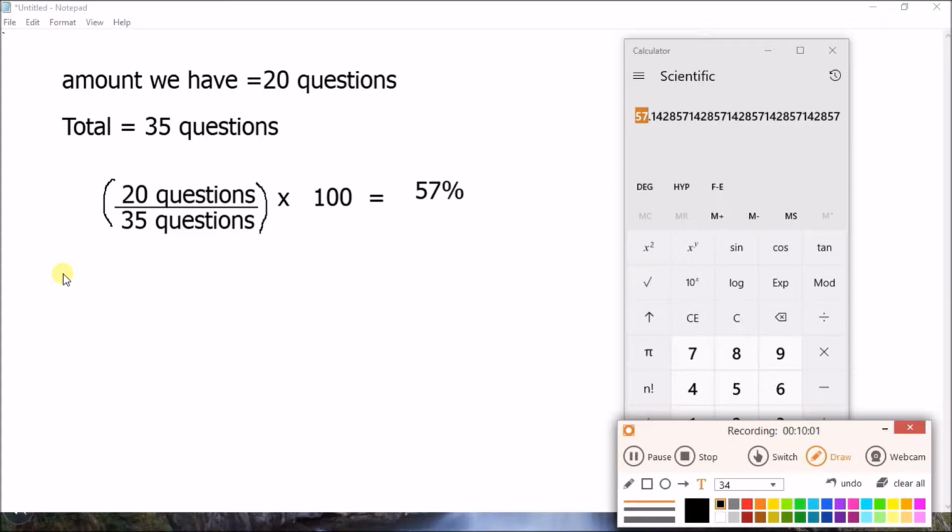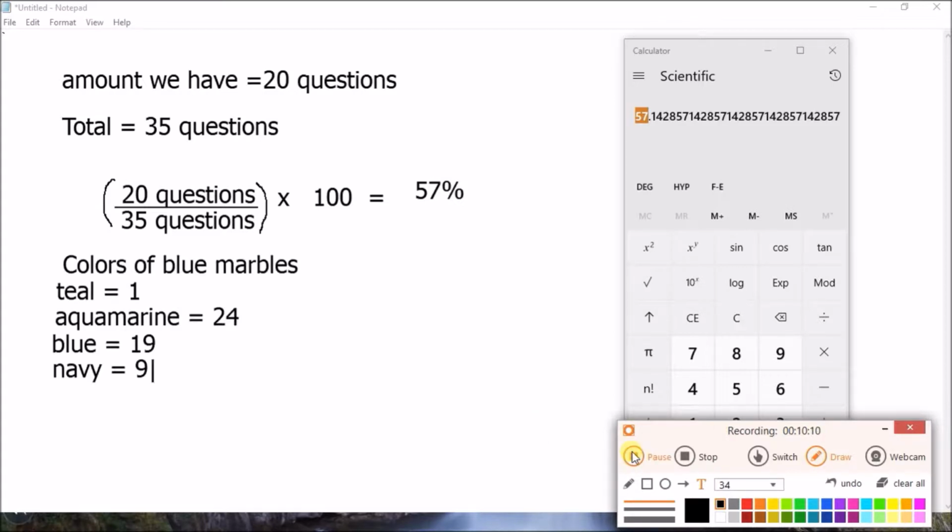Great. But I have a bunch of different colors of blue. So I've got, let's say, 1 teal marble. I've got 24 aquamarine marbles, 19 blue marbles, and then 9 navy marbles. Wow, that's hard for me to say. And so I know some of you are thinking right now, I doubt Mrs. Grether has any of her marbles, but we're going to go and see all these blue marbles that I have.